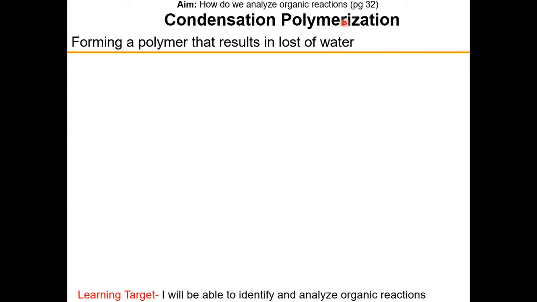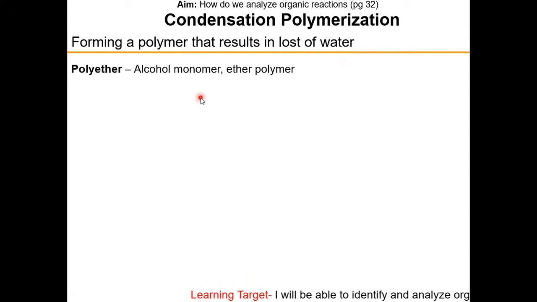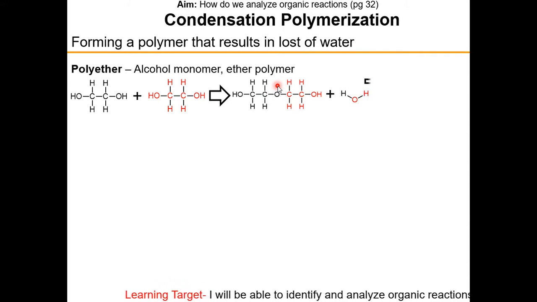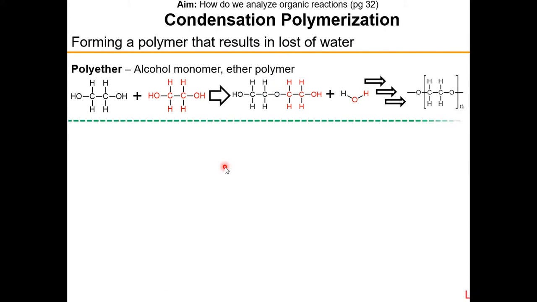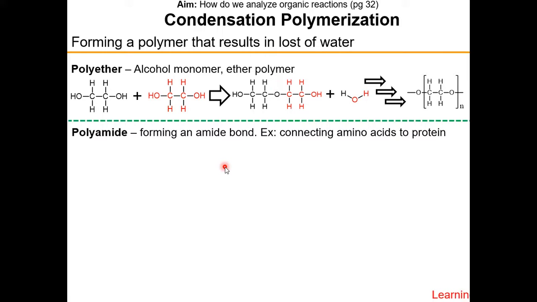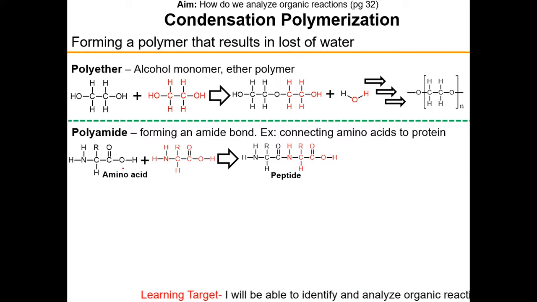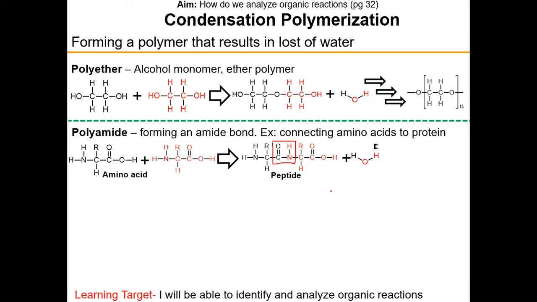For condensation polymerization, forming a polymer results in the loss of water, H2O. There are three types of condensation polymerization. The first type is a polyether. The monomer is an alcohol, and the polymer is an ether. Next is a polyamide. The monomers are linked together by forming an amide bond. An example of this will be forming a protein from amino acids. The amino acids form the peptide by making an amide bond, which releases water in the process.